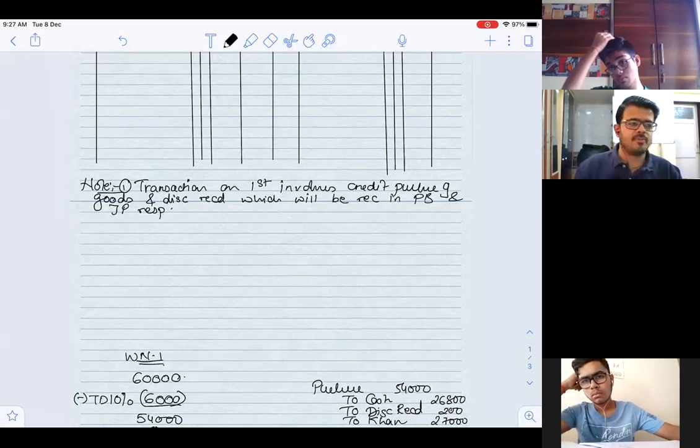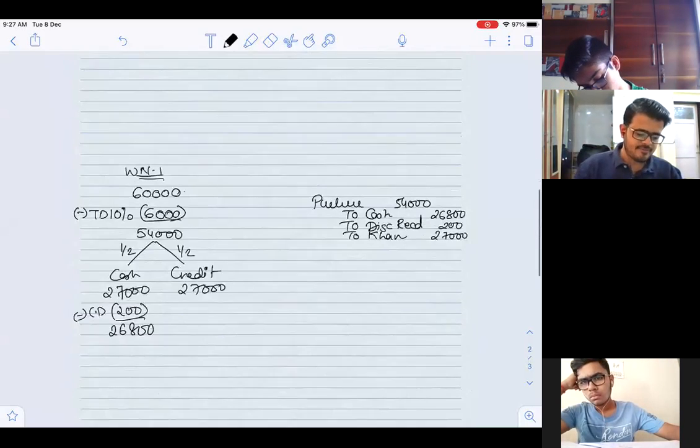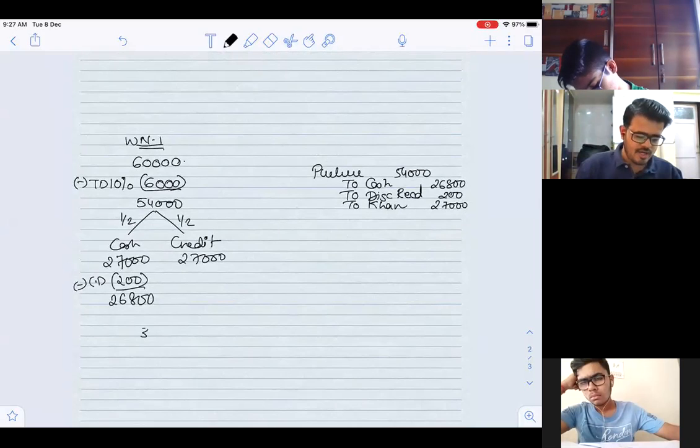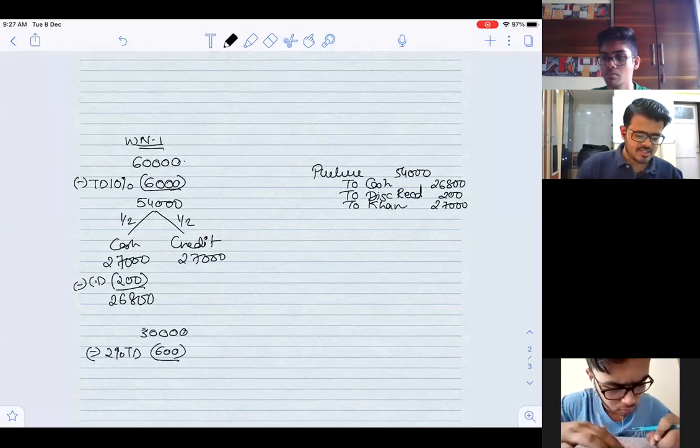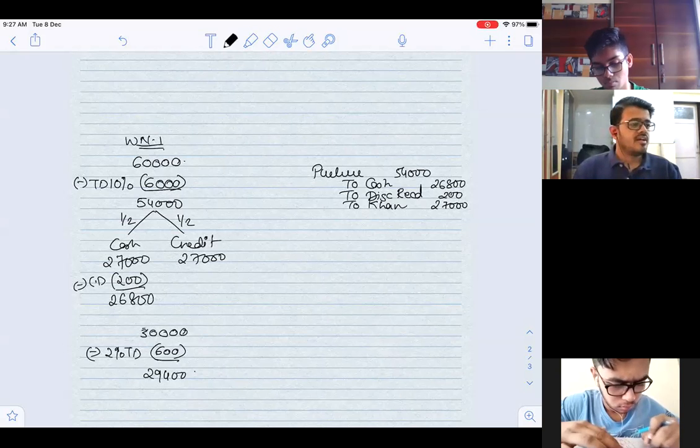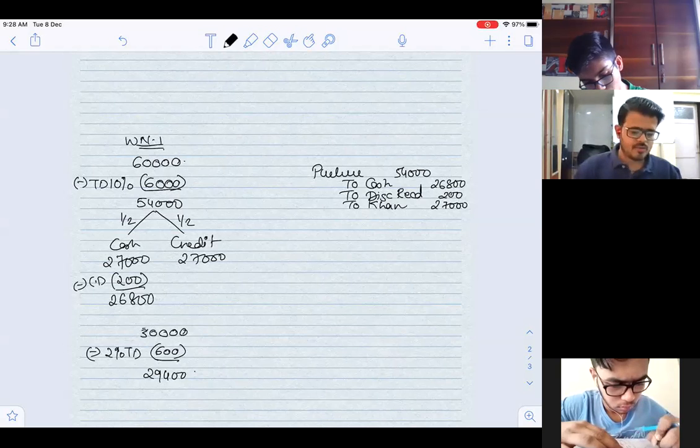Sold half of the above goods at list price less 2% TD. So are we selling full or half? Half. So half of 60,000 will give you 30,000. List price मतलब gross price. तो उसी पे you have to subtract trade discount of 2%, which comes to 600. Net amount is 29,400. And given a check on the spot. Okay. So 29,400 ka check मिल गया on the spot.